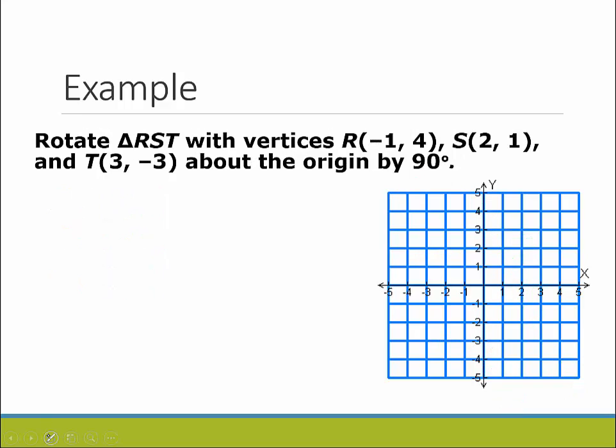So let's do another one. Rotate RST about the origin 90 degrees. So we'll start with plotting these points. There's R, S is at 2, 1, and then T is at 3, negative 3.